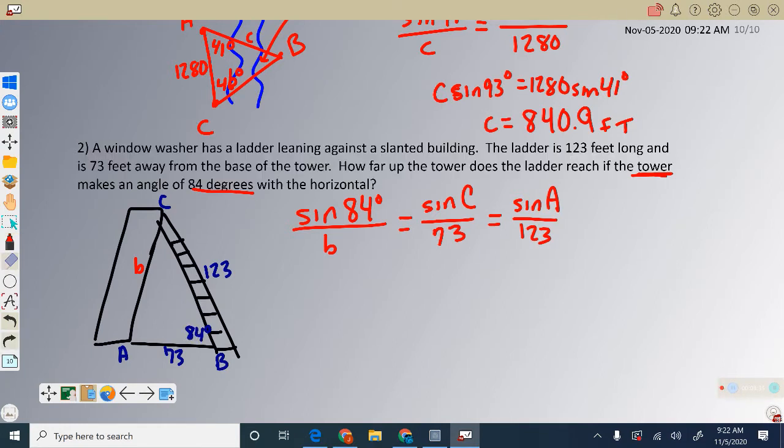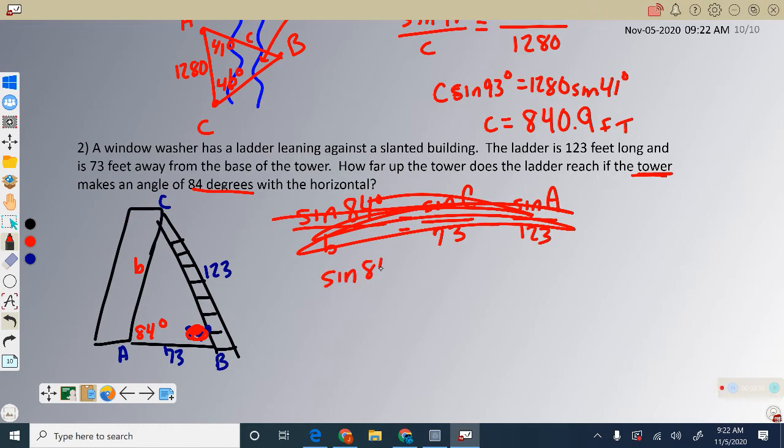Let's undo that erasure. That 84 degrees shouldn't be right here. It should be with angle A. So let's see how that affects our proportion here. We now know an angle side pair with 84 degrees and 123. Well, that's a good thing, because now I can try to look and say, well, I need to find B, but I don't know either angle B or side B. So I can't use that right now. The only thing, again, that I know is that sine of big C goes with 73. So I can use this as my proportion.